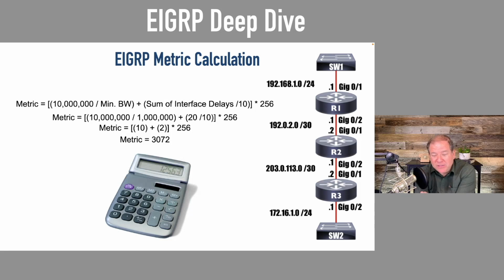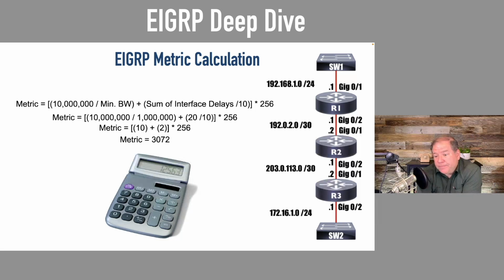And that's going to give us a value of 10. Every time we exit a gig interface, we're adding on 10 microseconds of delay. And this is not the weakest link, it's cumulative. So I add 10 microseconds of delay as I exit R3. I add another 10 microseconds of delay as I exit R2.